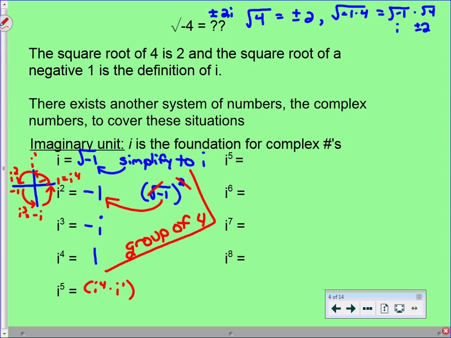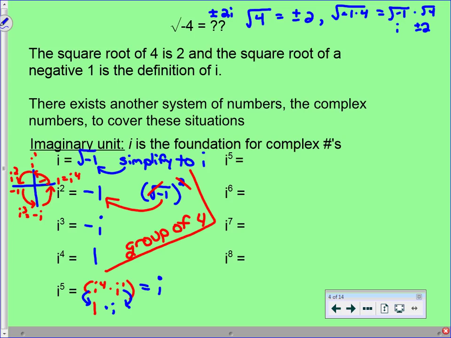So we know that anytime we're multiplying two exponents together, we actually add them. So we have 4 plus 1 is equal to 5. We know in this case that an i to the fourth power is a 1, and we know that an i to the first power is just a regular i, so we just found out that an i to the fifth power is also a regular i.